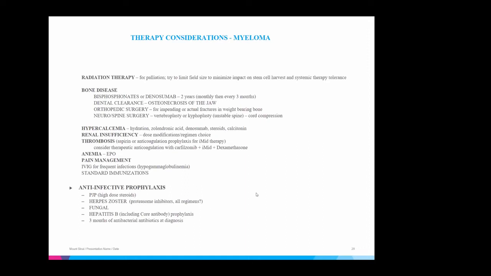IVIG is being studied for myeloma patients who are at high risk or have a history of frequent infections, and they should get their standard immunizations, which actually have to be repeated after a year in the post-transplant patients.